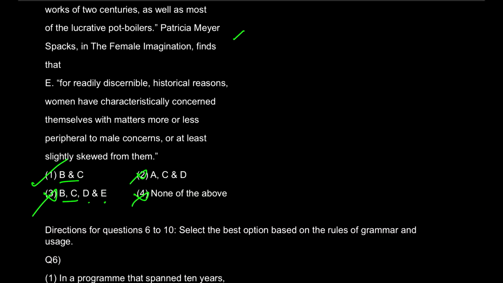For readily discernible historical reasons, women have characteristically concerned themselves with matters more or less peripheral to male concerns, or at least slightly skewed from them. It's absolutely correct. Prepositions bhi sahi hai. So therefore option 1 is the correct answer.